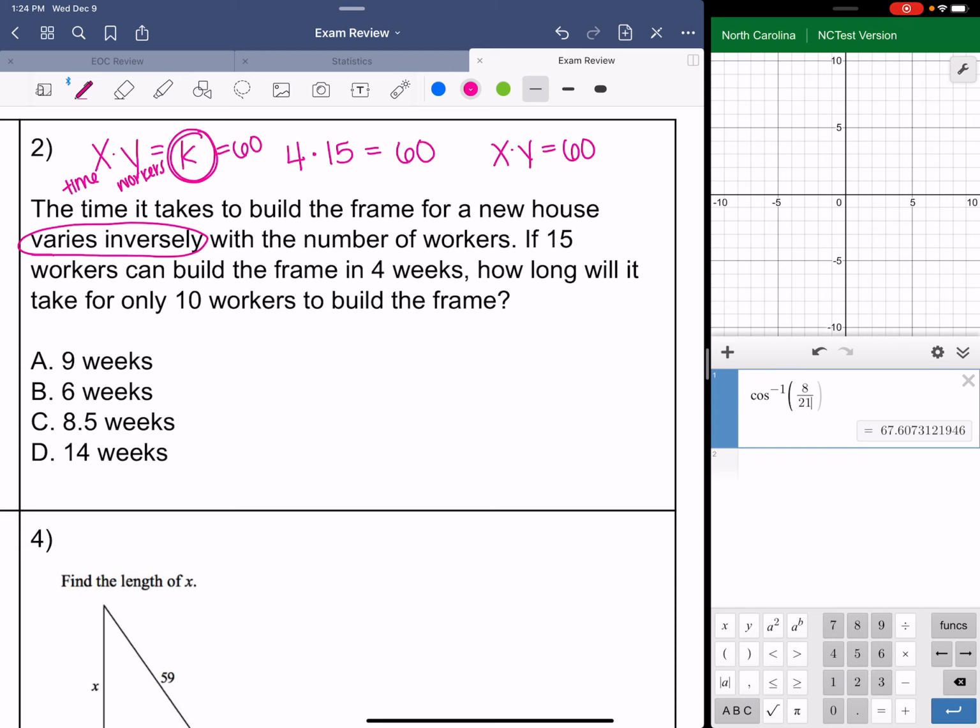All right, so how long will it take for only 10 workers to complete the frame? So we don't know x, we want to know the time, but we know that y is 10, so we can solve for the amount of time that way. So we have x times 10 equals 60. Divide by 10 on both sides. So the amount of time that they would take is 6 weeks.